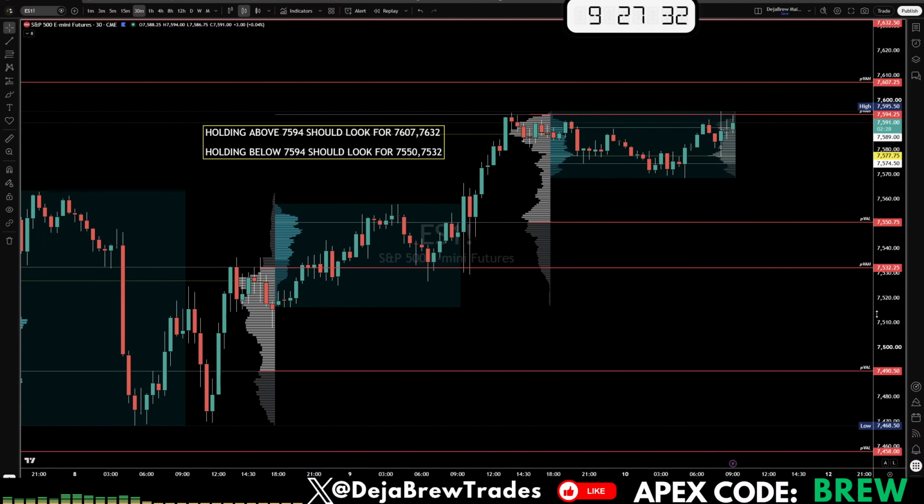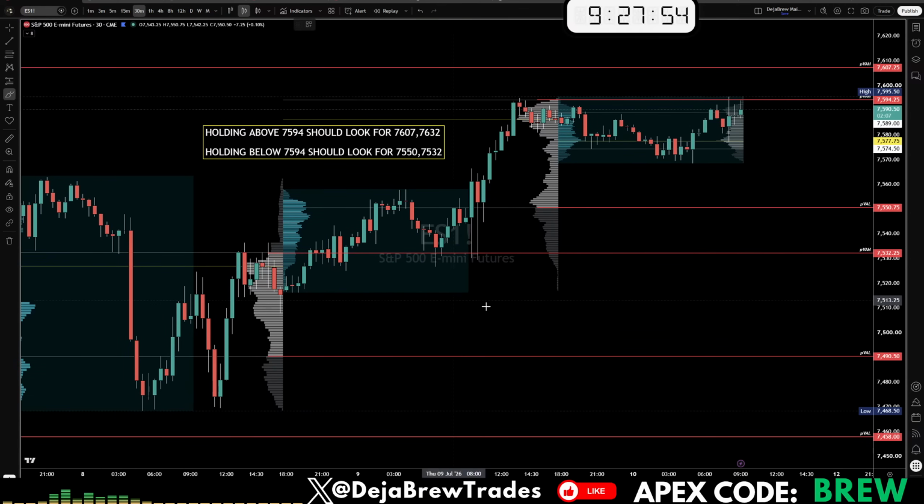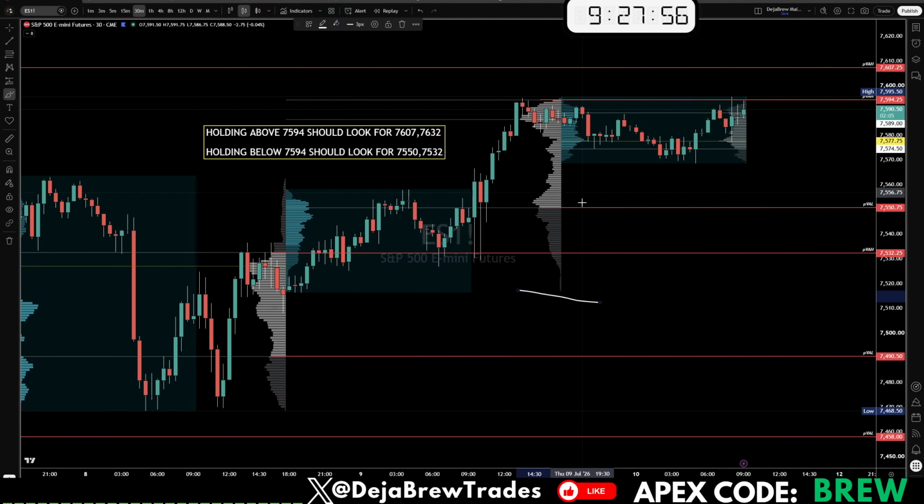Let's take a look at our trade plan here. I think it's pretty much the same as I put out last night. We said holding above 94, which is a break of that P-shape value high, we are looking for 607 and 632. If it holds below 94, you are still rotating back down to 50 and then back down to 32 as well. Basically targeting the lower tail of that P shape.